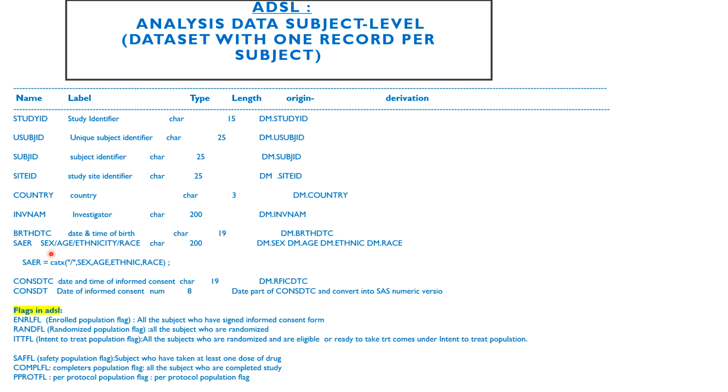Here we can see SAER. This is one of the variables that, as per study requirements, we need to create, and the data will be derived. The data from sex, age, ethnicity, and race should come in a single variable. So we have to concatenate the sex variable, age variable, ethnicity variable, and race variable, so that all the data is in a single variable, because it is a study requirement. In this way, we need to create the variable derivation.